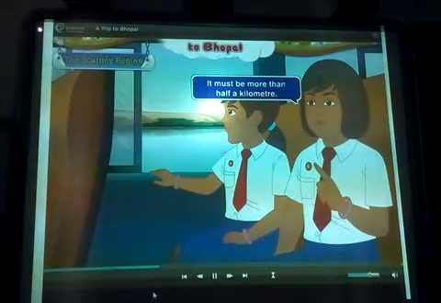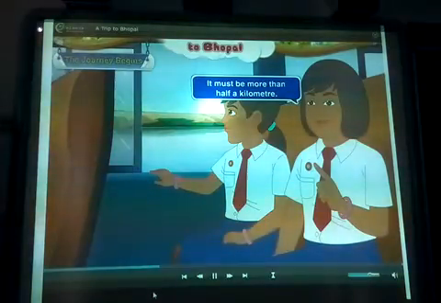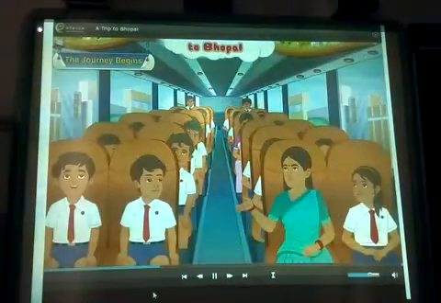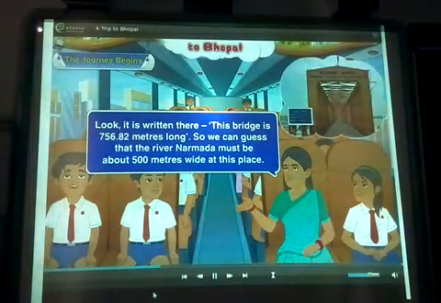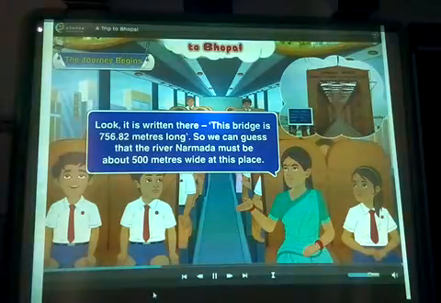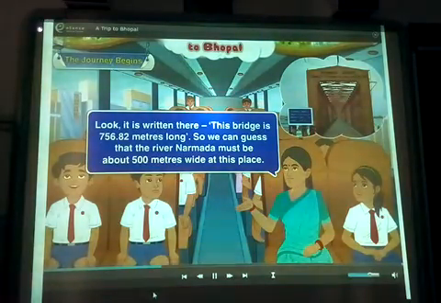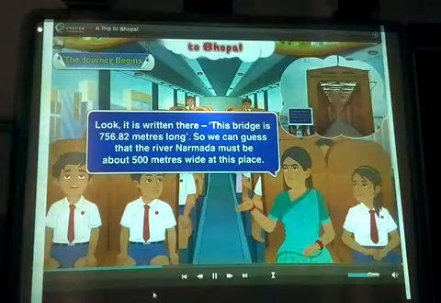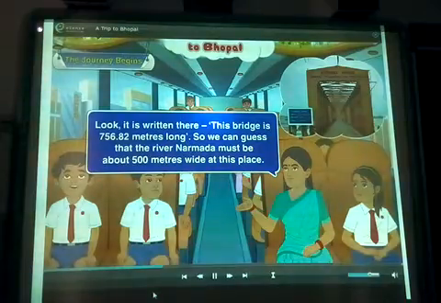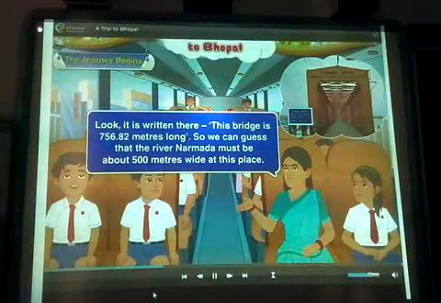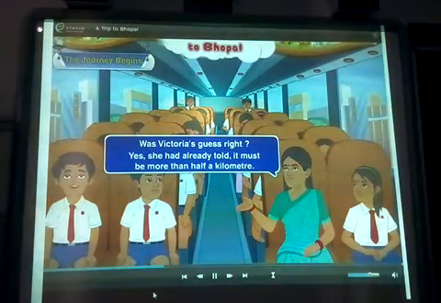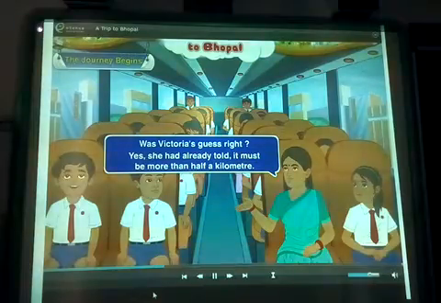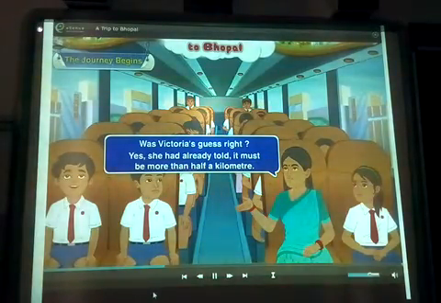Victoria says, it must be more than half a kilometer. Miss Asha says, look, it is written there. This bridge is 756.82 meter long. So we can guess that the river Narmada must be about 500 meter wide at this place. Was Victoria's guess right? Yes. She had already told it must be more than half a kilometer.